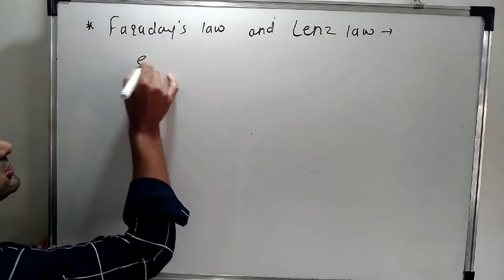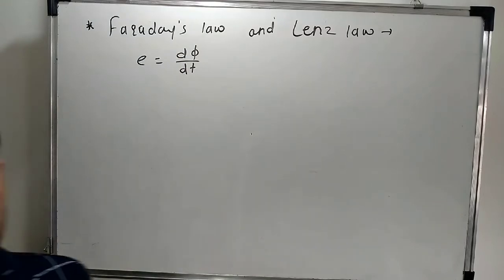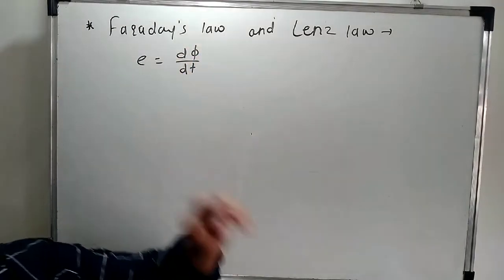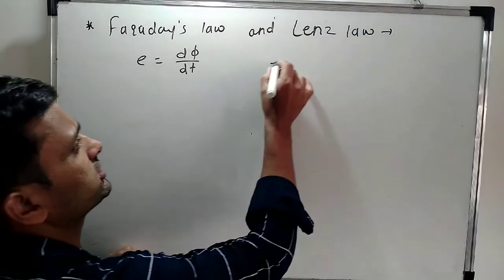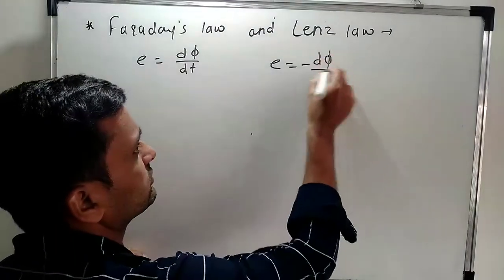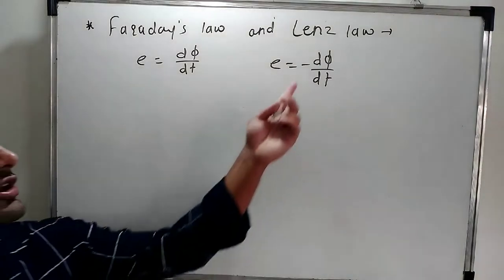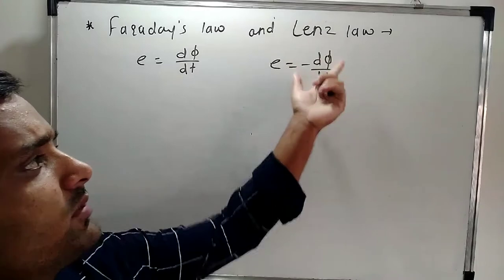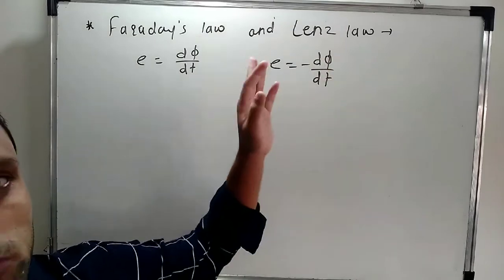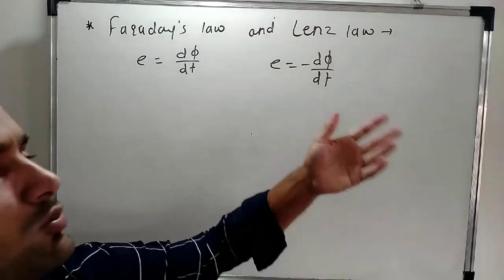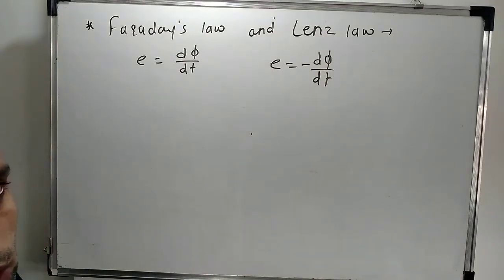The equation for Faraday's law is E = dφ/dt. The induced EMF in the coil is directly proportional to the rate of change in magnetic flux in the coil. Now according to Lenz's law, what is the difference? E = -dφ/dt. We put only a negative sign in front of it, because the induced EMF, which is introduced due to the change in magnetic flux, afterwards starts opposing the change in magnetic flux. So E = -dφ/dt is the equation.